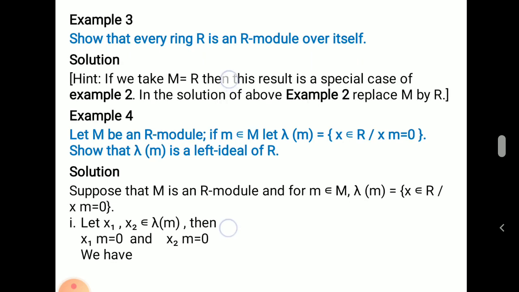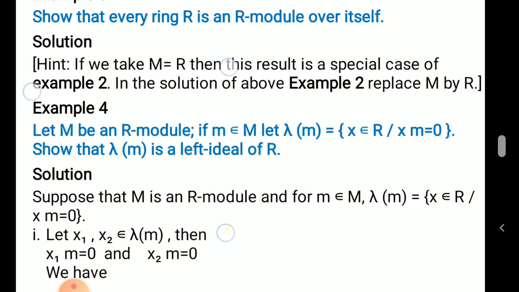And the fourth example: let M be an R module, and for m belonging to M, let lambda m be equal to the set of x belonging to R such that xm is equal to 0. Then lambda m is a left ideal of R.